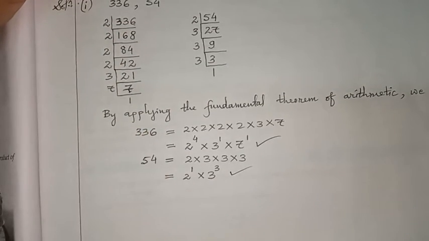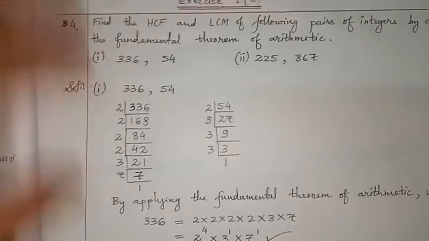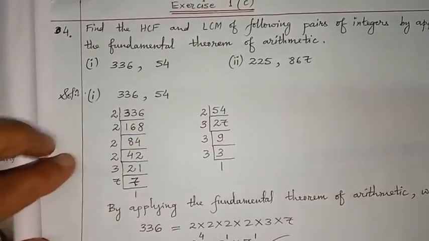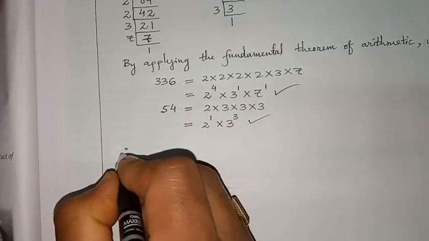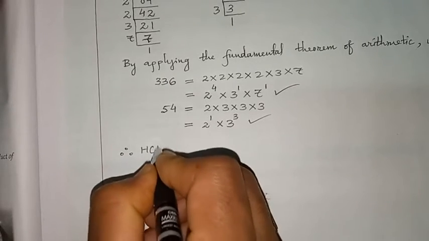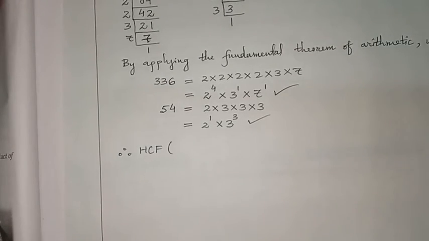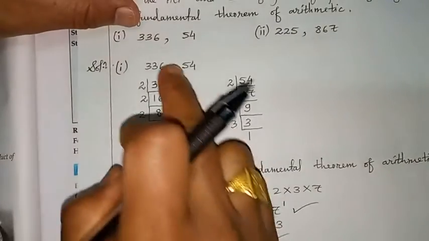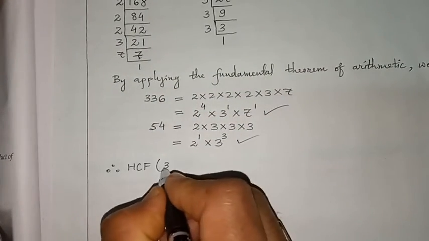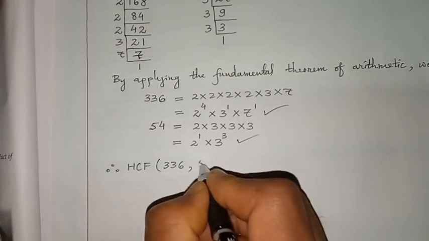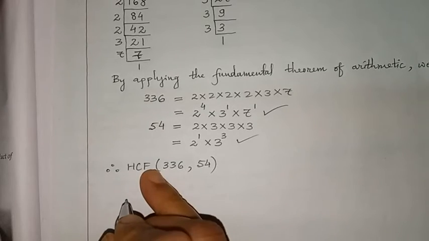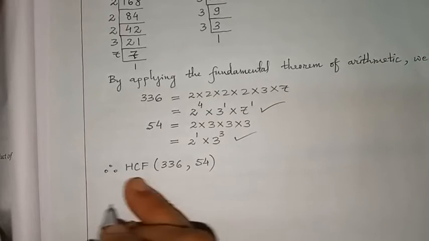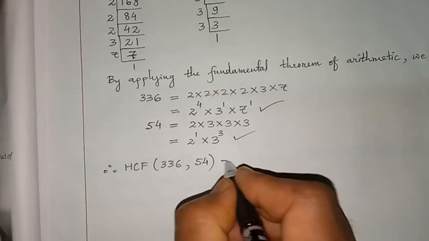Now we have to find what? We have to find the HCF and LCM for these two numbers. So let's find the HCF and LCM. Therefore, HCF of these two given positive integers. Therefore HCF of 336, 54. No need to write 'of', because this bracket means 'of'. Therefore HCF of 336 and 54 is equal to what?